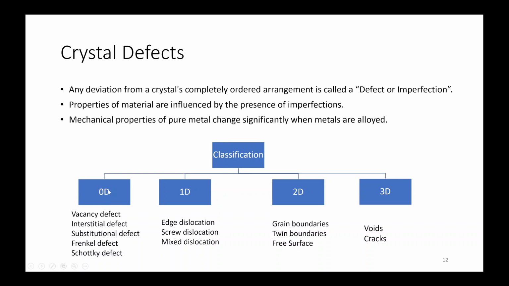In case of 0D, there are vacancies, interstitials, substitutional defects, Frenkel defects and Schottky defects. In case of 1D, you have edge dislocations, screw dislocations and mixed dislocations. These are also linear defects. 2D defects are interfacial defects. In this case, you have grain boundaries, twin boundaries and free surfaces. In case of 3D or volume defects, you have voids, cracks, these defects.